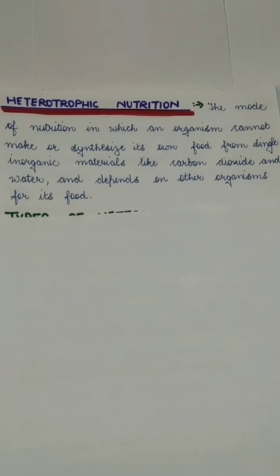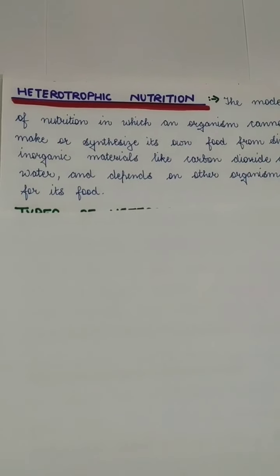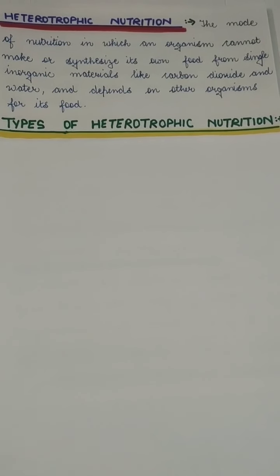So the organisms which cannot make their own food have to depend on other organisms. This heterotrophic nutrition is of different types. Basically it is of 3 types, and we will be learning them now. So moving ahead with the different types of heterotrophic nutrition, we'll start with the first type, that is saprotrophic nutrition.